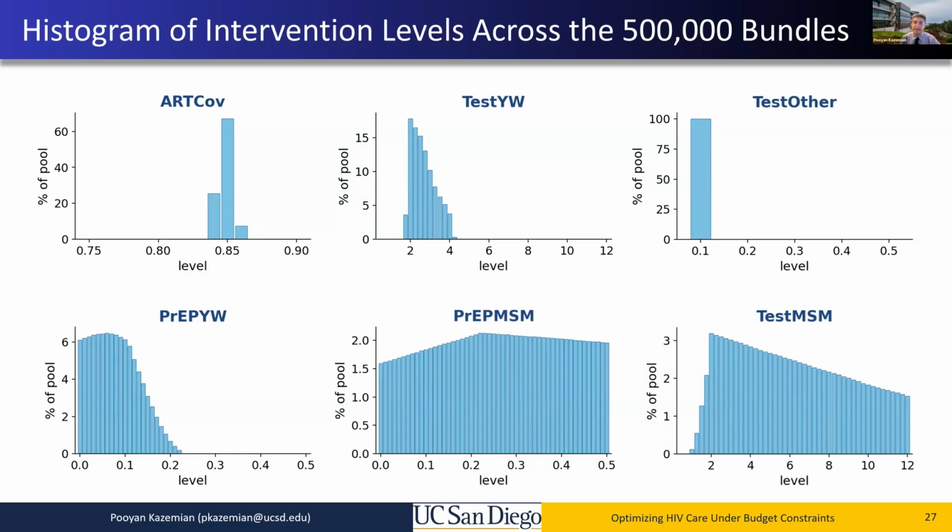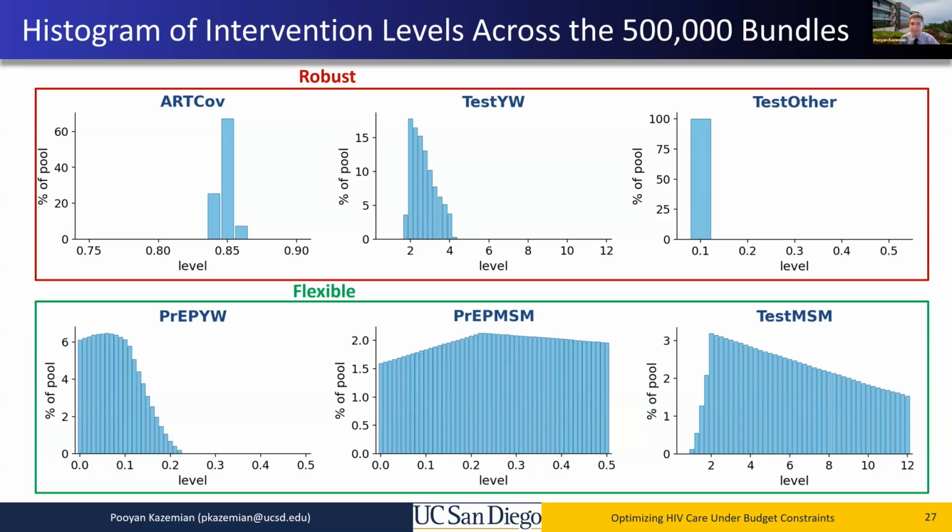What is interesting here is that three of them, including ART coverage, testing for young women, and testing for the general population, are robust interventions in the bundle of care in the solution pool. And three of them, namely PrEP for young women, PrEP for MSM, and testing for MSM, are flexible interventions. Why do I call some of them robust and some of them flexible? Just look at the distribution of these intervention levels across the 500,000 bundles of care that we have in the near optimal solution pool. In all of the 500,000 bundles, ART coverage is either 84%, 85%, or 86%.